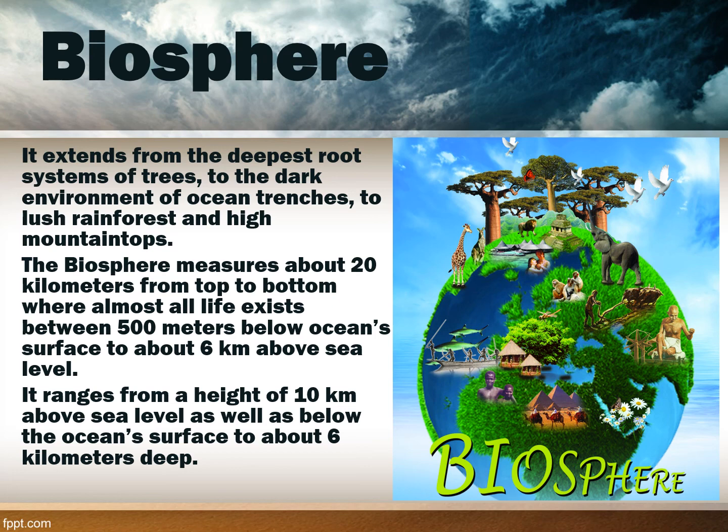The biosphere measures about 20 kilometers from the top to the bottom where almost all life exists, between 500 meters below the ocean surface to about 6 kilometers above sea level. It ranges from a height of 10 kilometers above the sea level as well as below the ocean surface to about 6 kilometers deep. So again, this is our biosphere. Again, the four subsystems of the Earth are the Geosphere, Hydrosphere, Atmosphere, and Biosphere.